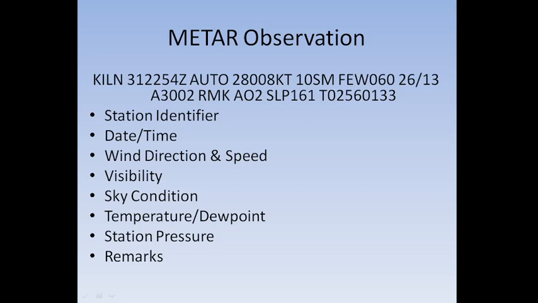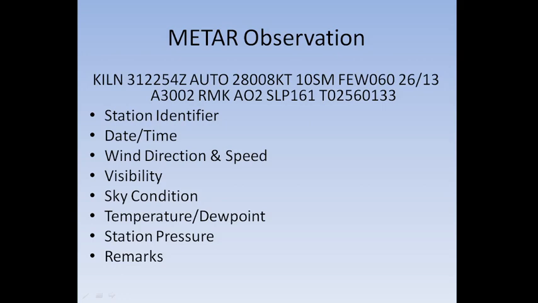A METAR observation, here's an example. KILN, station identifier, everything. This isn't everything that's in a METAR, but it is the necessary reports, all the data that's reported. In remarks, you can have numerous things. That's up to the observer, what they want to put in there, anything they feel is significant to that weather station. So, station identifier, KILN, that's Wilmington, Ohio.